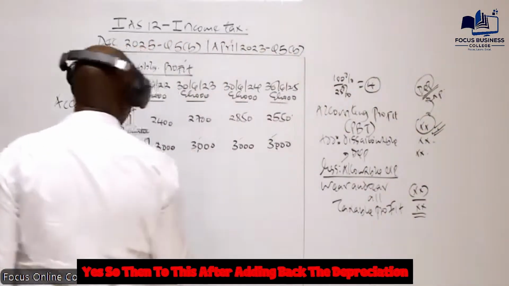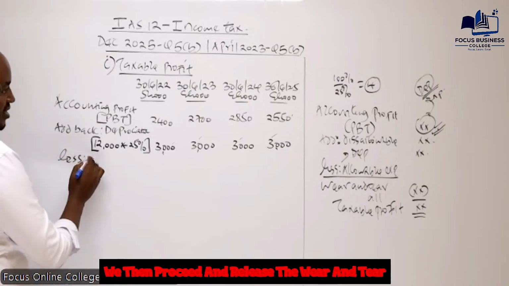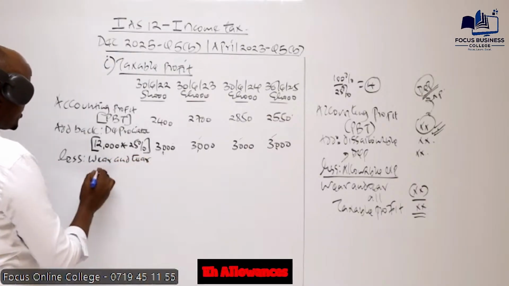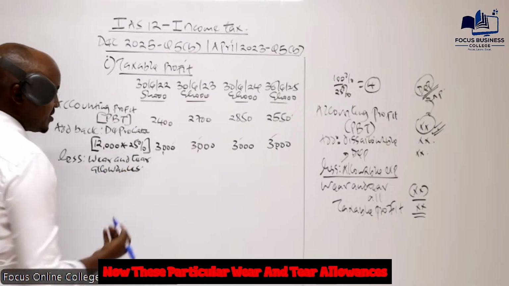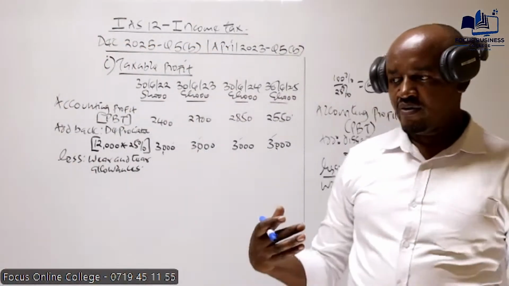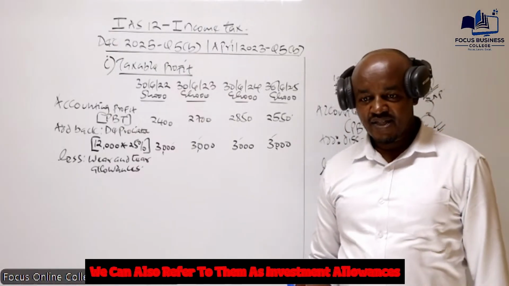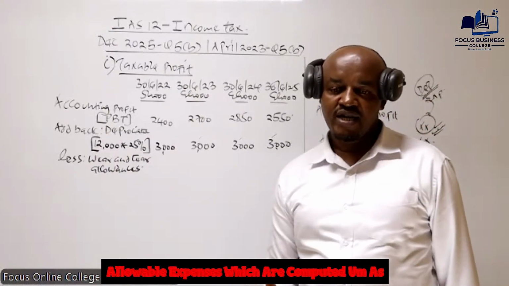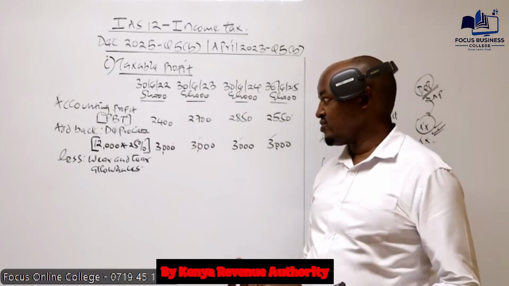So then to this, after adding back the depreciation, we then proceed and we deduct the wear and tear allowances. Now, these particular wear and tear allowances, for example, maybe those who are doing PFT, we also refer to them generally as capital allowances. We can also refer to them as investment allowances. I'll say that these are allowable expenses which are computed using the rates which are issued by Kenya Revenue Authority.